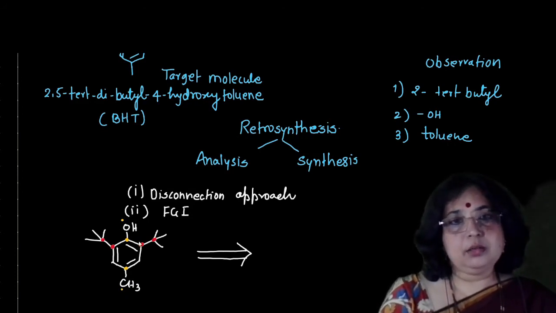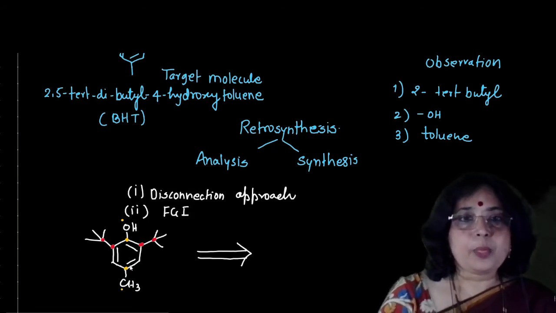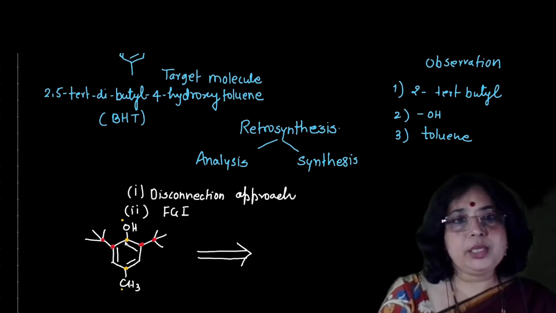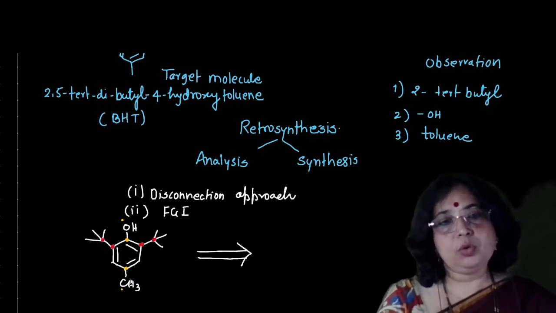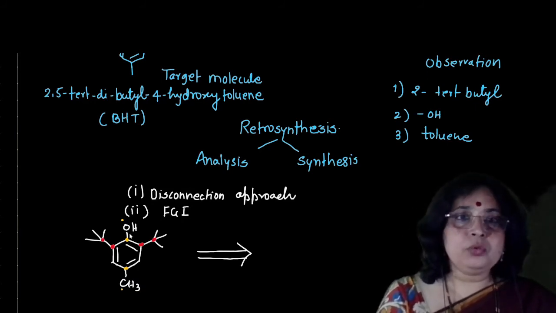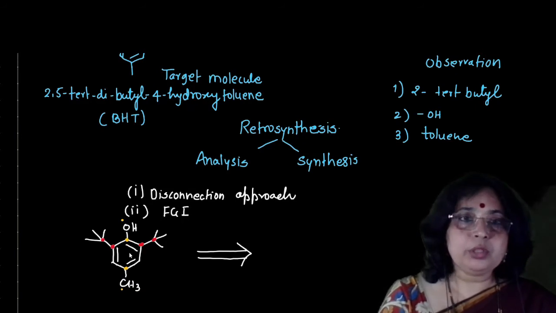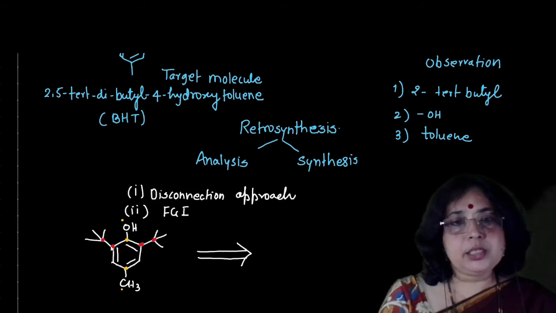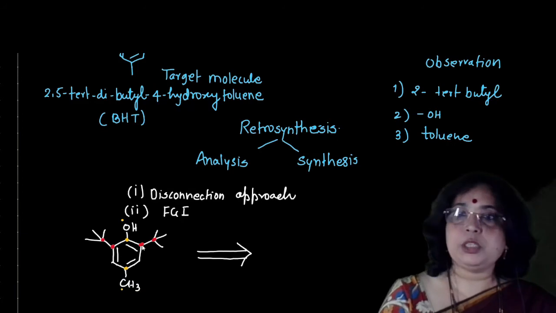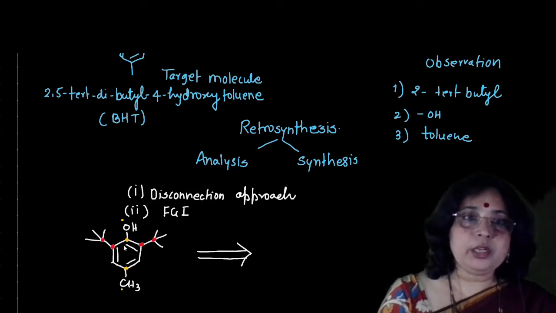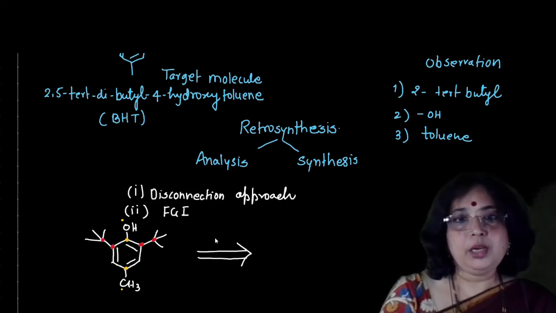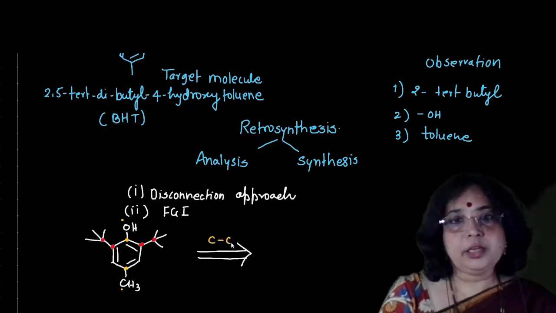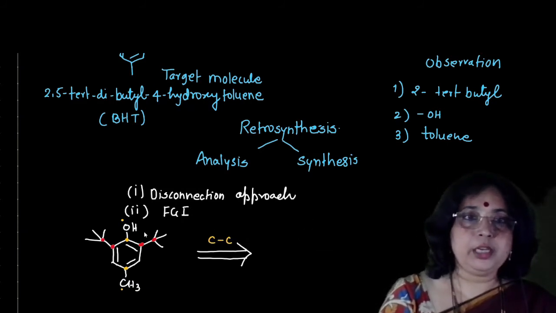Now let us see one by one. Now when you see that 4-hydroxytoluene is easily available, readily available in the market, so we don't need to disconnect or remove these two functional groups over here. So what is important thing is, let us disconnect these two fragments from this molecule. Now tertiary butyl, let us carry out the disconnection one by one.